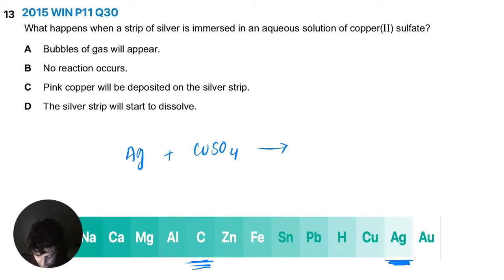Bubbles of a gas, no. No reaction occurs. Pink copper will, no it won't. The silver strip will start to dissolve, no it won't. No, it won't. B is the answer.